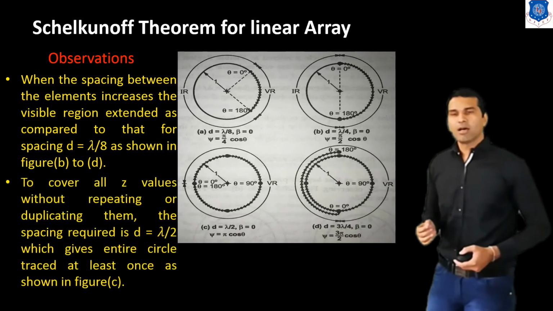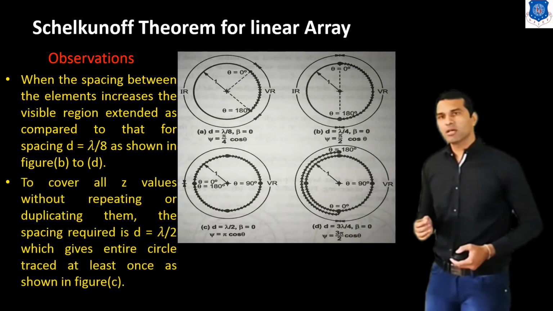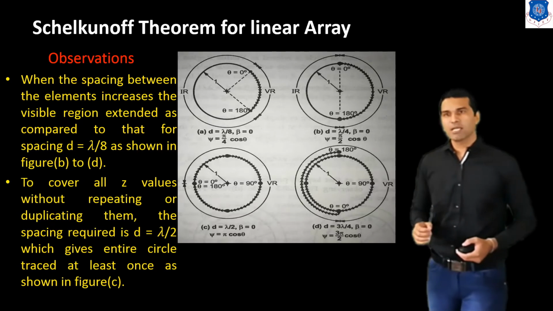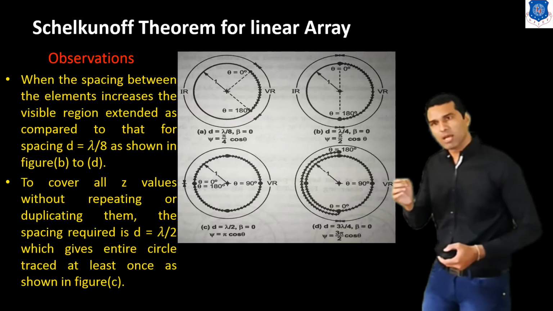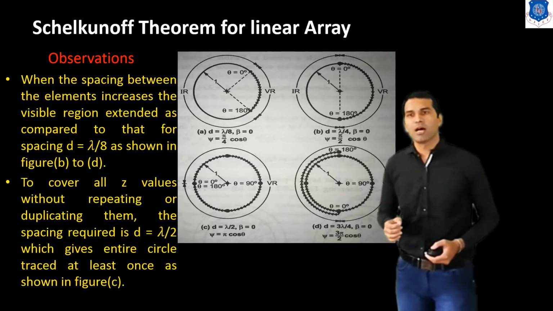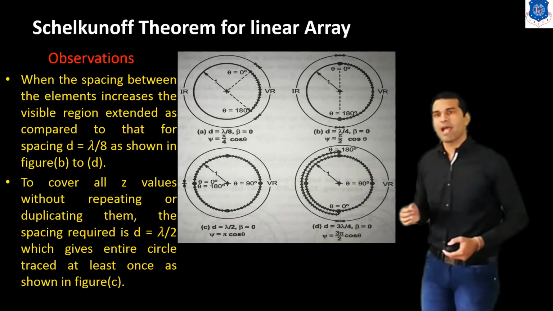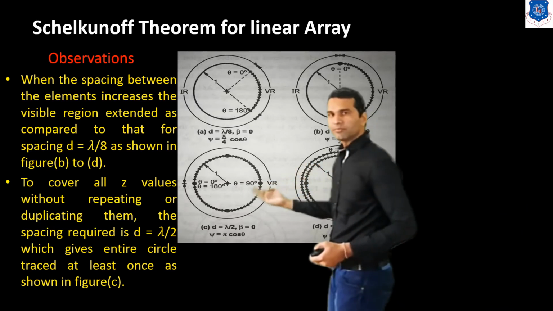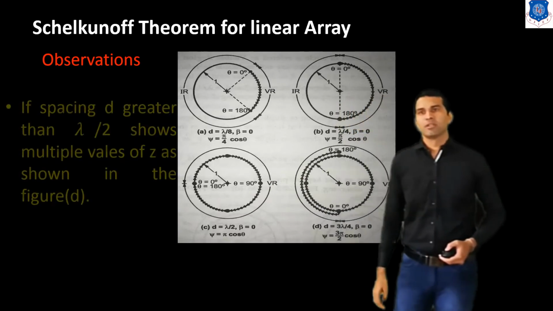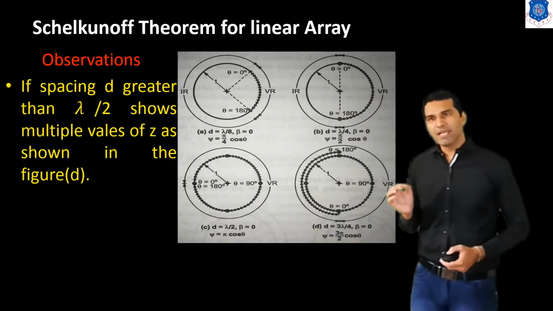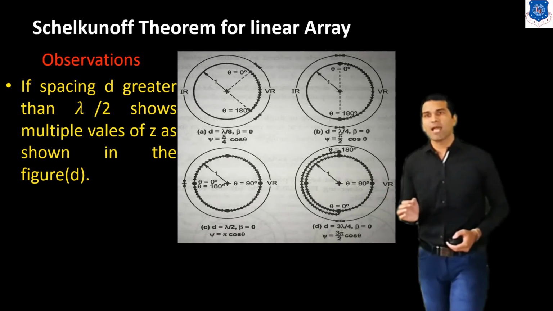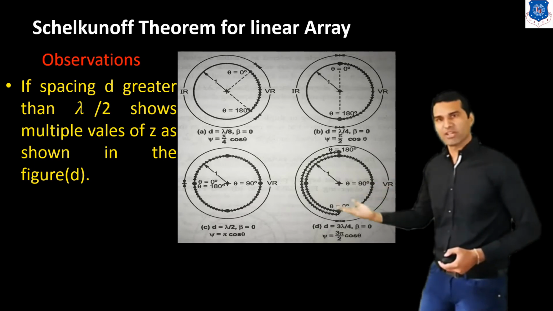To cover all the z values without repeating or duplicating them, the spacing required is d equals lambda by 2, which gives the entire circle traced at least once, as shown in figure C. If the spacing d is greater than lambda by 2, we get multiple values of z, as shown in figure D.